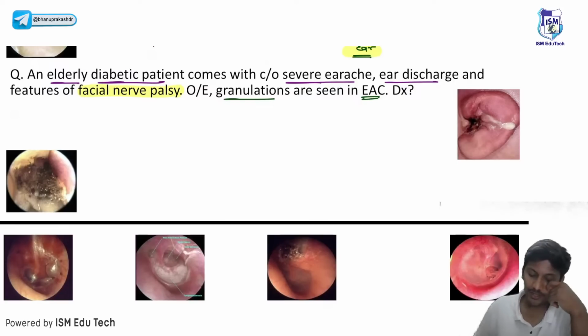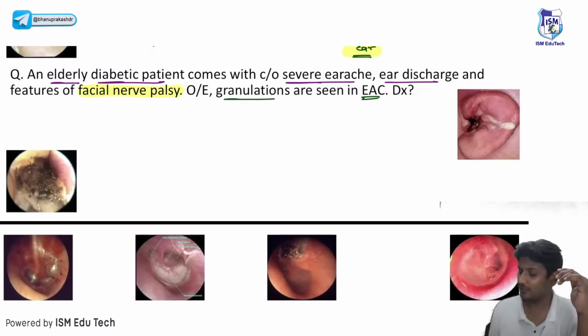Elderly diabetic patient, that is an immunocompromised patient. Elderly diabetic means, okay, severe earache, ear discharge, facial nerve palsy. So more likely it can be either a middle or an external ear infection. Along with that, there is facial nerve palsy and granulations also seen inside the external auditory canal.